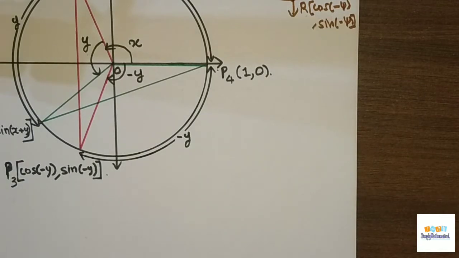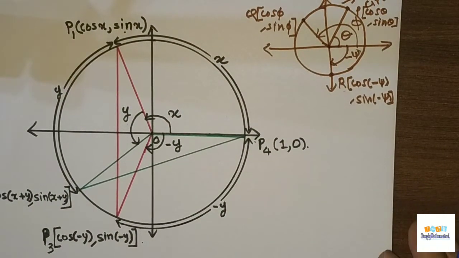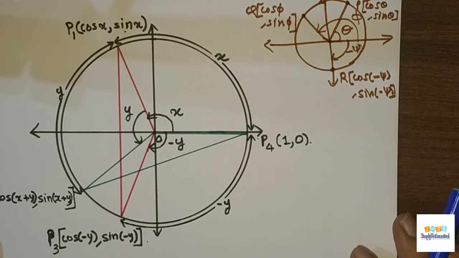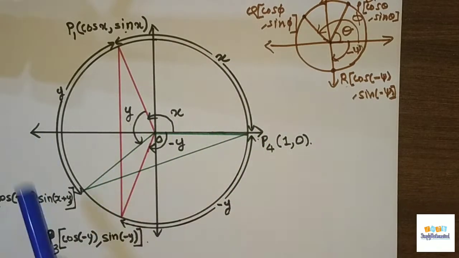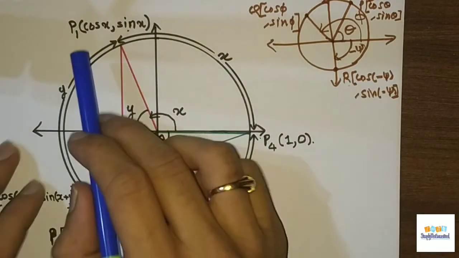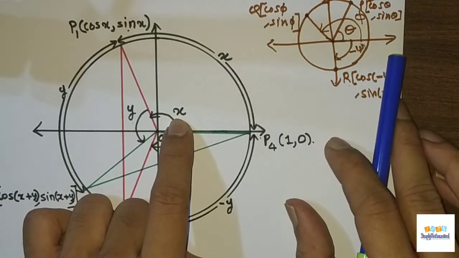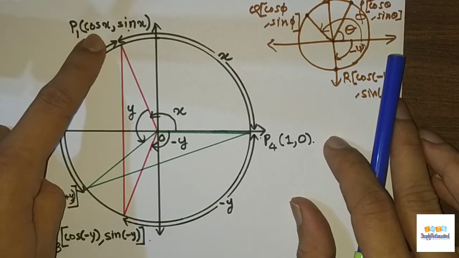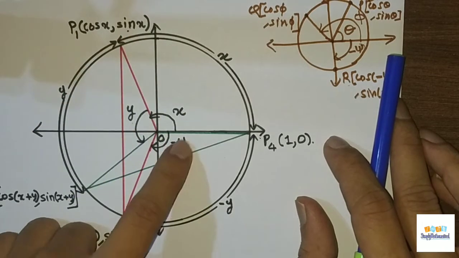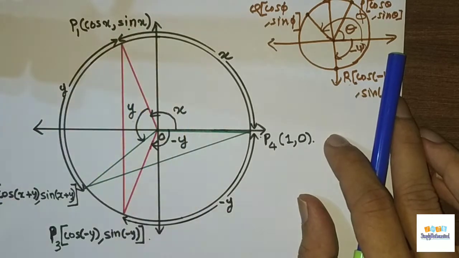Now let us start with the proof. Let us observe the diagram here. You have a unit circle again. Now look at this point P1. What is the angle here? This is x. So the point P1 is cos x comma sin x. The angle is x, so the name of the point is P1 (cos x, sin x).